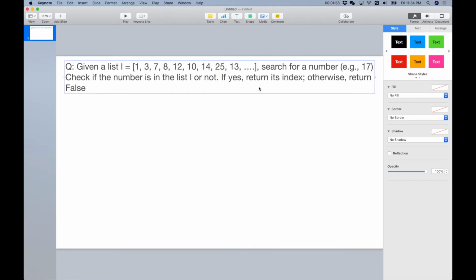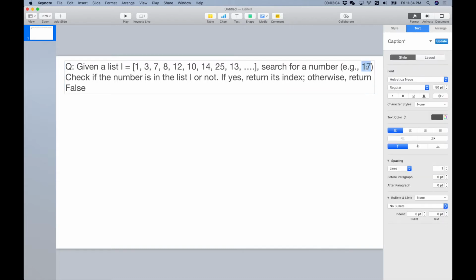I hope you can follow me for this question. Given a list, we want to search for a specific number. We provide you with the example of 17, and we want to check if the number is in the list or not. If the number is in the list, provide the index. Index means which position this number is. We have 1, the index is 0, 3, the index is 1, index 2, index 3, and etc. We start the index from 0. If it is in the list, return its index, otherwise just return false, denoting this number is not in the list. So how can we do this searching?